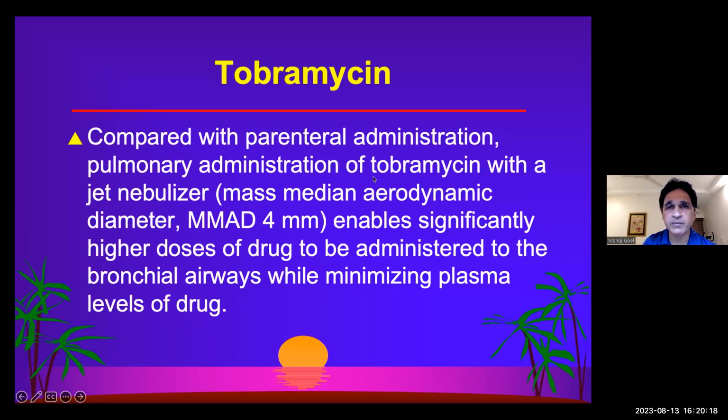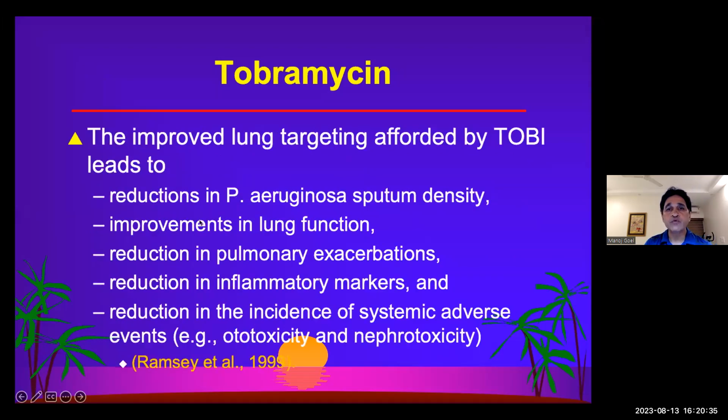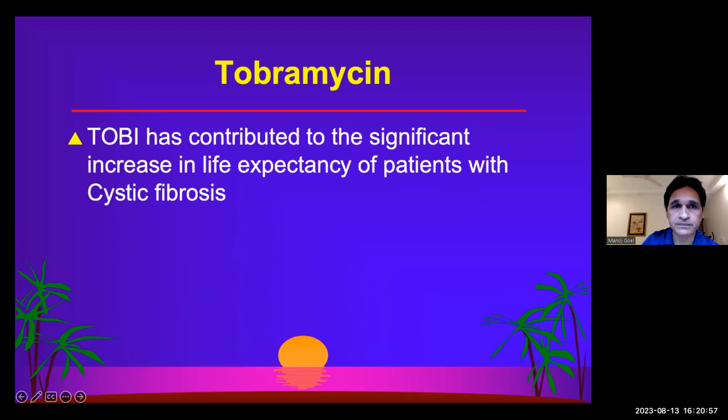Compared with parenteral administration, pulmonary administration of tobramycin with a jet nebulizer, which generates a mass median aerodynamic diameter, MMAD, of 4 microns, enables a significantly higher dose of drug to be administered to the bronchial airways while minimizing plasma levels of the drug. The improved lung targeting afforded by tobramycin inhalation leads to reduction in Pseudomonas sputum density, improvement in lung function, reduction in pulmonary exacerbation, reduction in inflammatory markers, and also reduction in the incidence of systemic adverse events, for example toxicity, which are so common with tobramycin when it is given through the IV route.